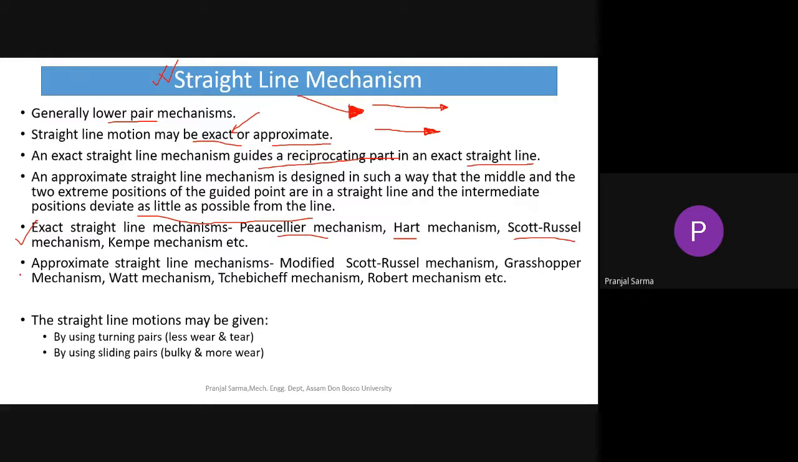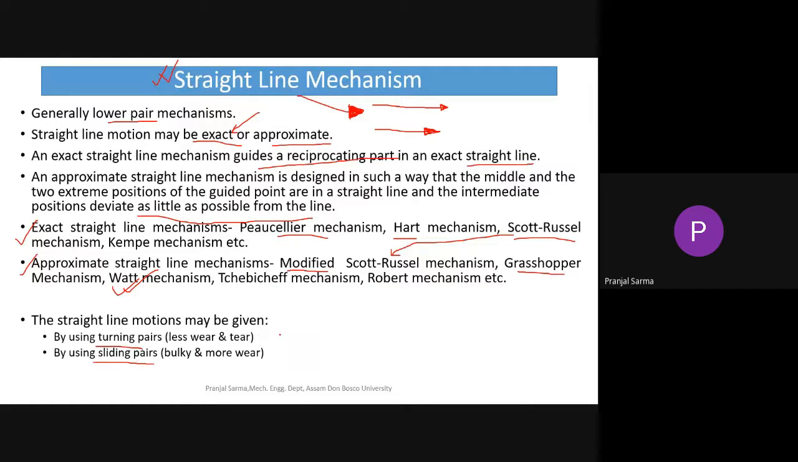Examples of approximate straight line motion mechanisms include the modified Scott-Russell mechanism, the name itself being modified Scott-Russell mechanism. We have also got one interesting mechanism known as the grasshopper mechanism. Also, as we have already discussed, the Watt mechanism, Chebyshev mechanism, Roberts mechanism, etc. The straight line motion that we are talking about can be given by using either turning pairs or sliding pairs.